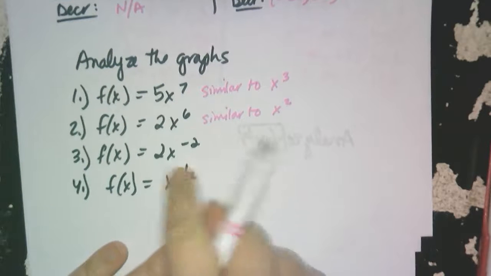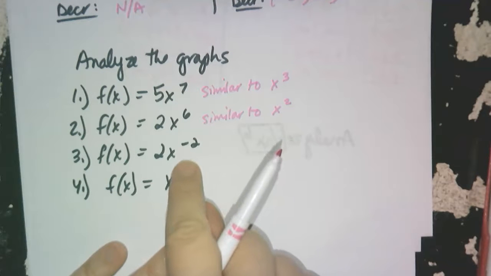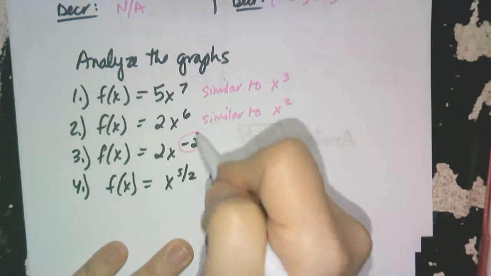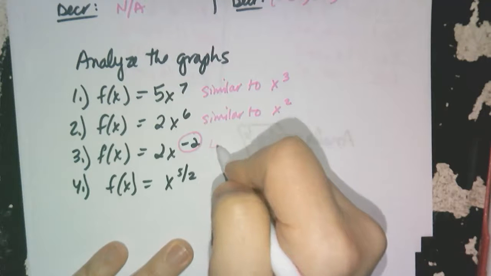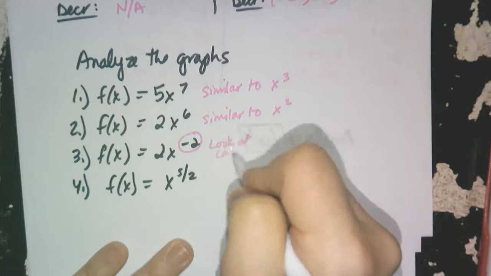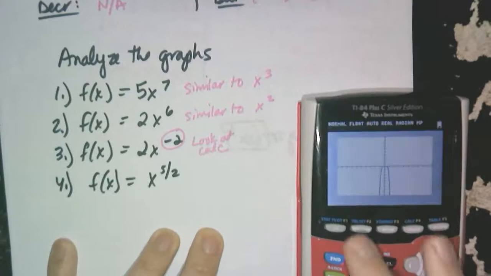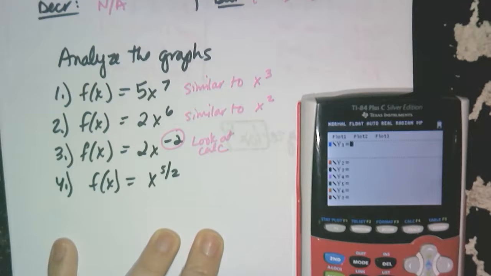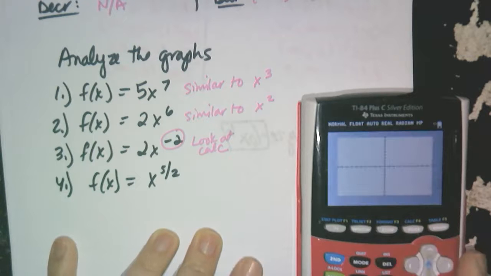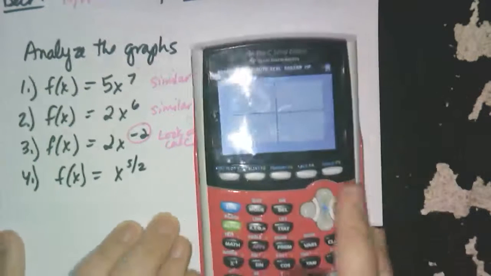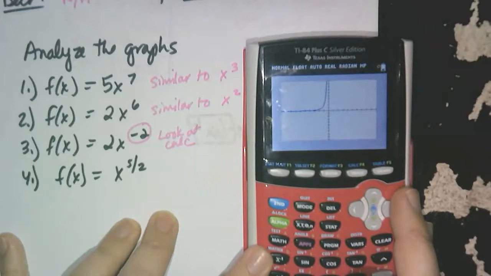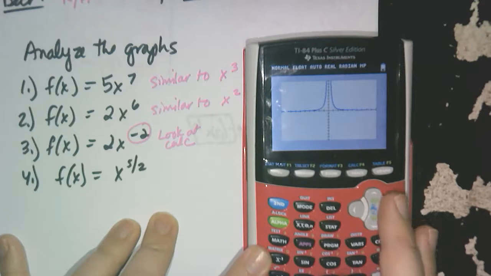But what do you think's different about this one right here? It has that negative. So I want you to look this one in the calculator then. You've got to look at the calculator, okay? So get your calculator out. Let's look at this. I'll punch it in mine. 2x to the negative 2. This is a very famous one you should kind of be aware of. It's like Mr. Volcano, okay?